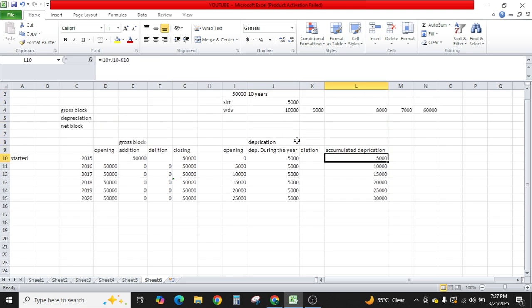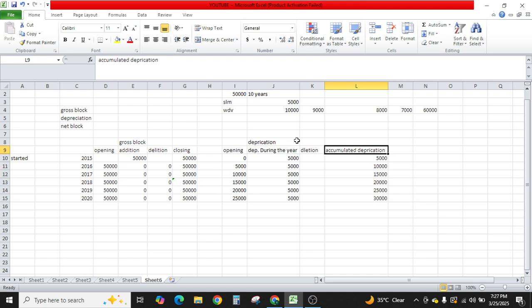The formula for accumulated depreciation is opening depreciation plus depreciation during the year minus deletion. Deletion is if you are selling some assets, that is known as deletion. Here we have taken deletion and in depreciation too we have taken deletion. So this is accumulated depreciation.